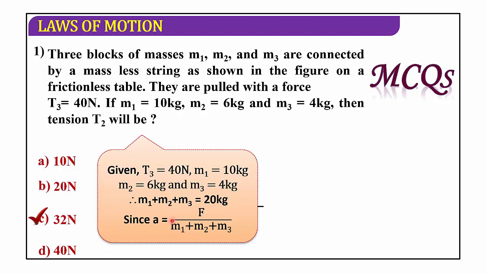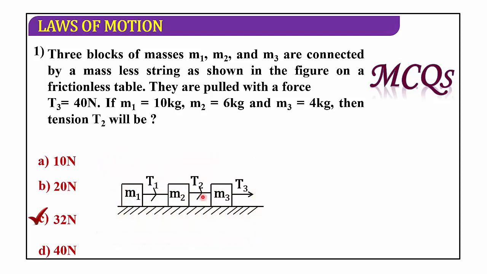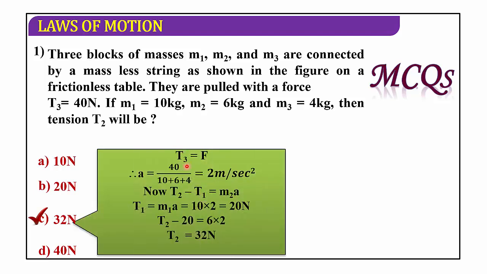So directly we go for acceleration, A equal to F by M1 plus M2 plus M3. Calculate acceleration. So when we calculate acceleration, we already know that T3 equal to F. So A equal to F by M1 plus M2 plus M3. In place of F, we can write T3 value, that is 40 Newton, it is given, divided by M1 plus M2 plus M3, 10 plus 6 plus 4. So calculating this, we will get the answer 2 meter per second square.